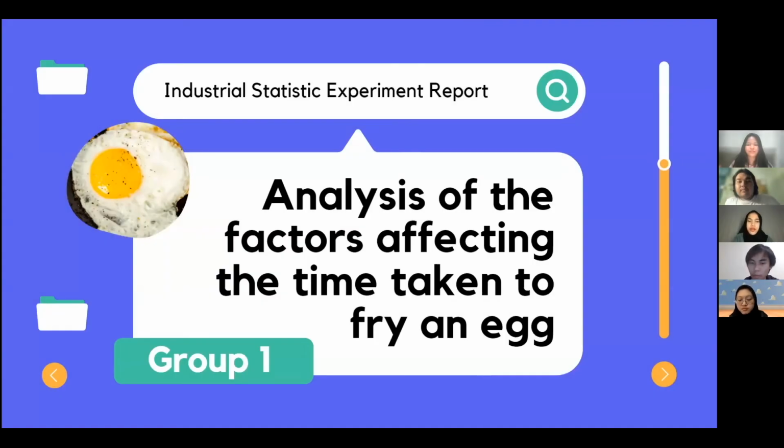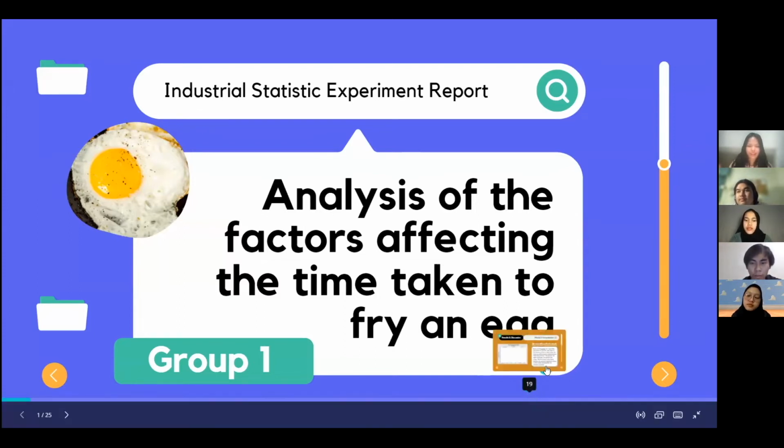From Group 1, and now we will be presenting our final project on industrial statistics experiment titled The Analysis of the Factors Affecting the Time Taken to Fry an Egg. Next slide.